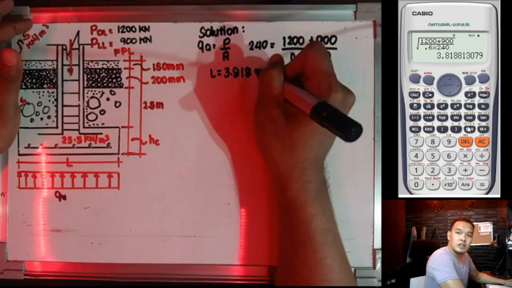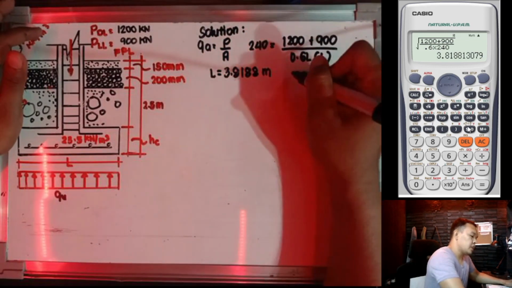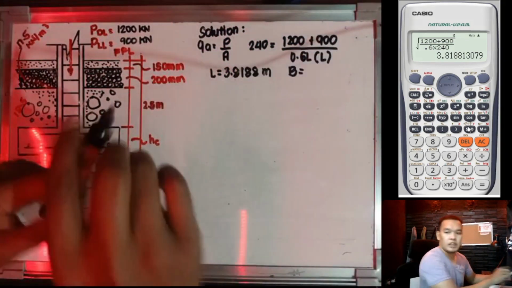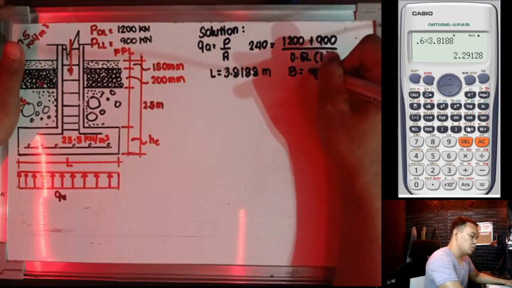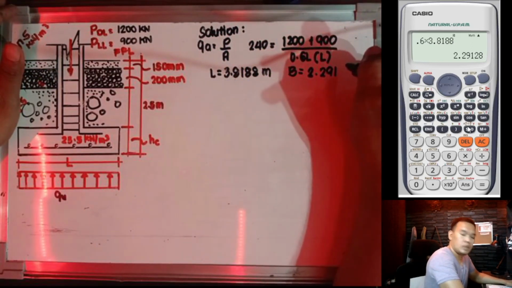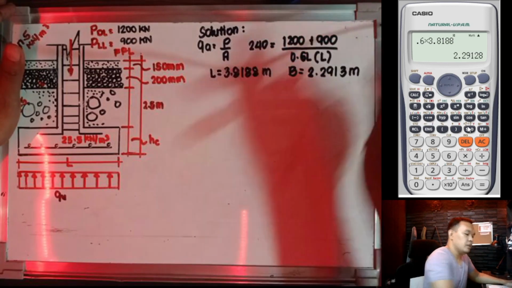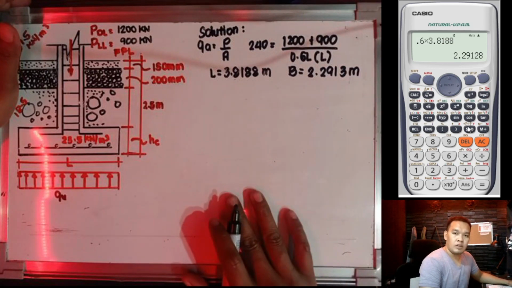So, we have here the value of L, which is equivalent to 3.8188 meters. Then, therefore, the value of B is equivalent to 0.6 of 3.8188. So, we have here 2.2913 meters.